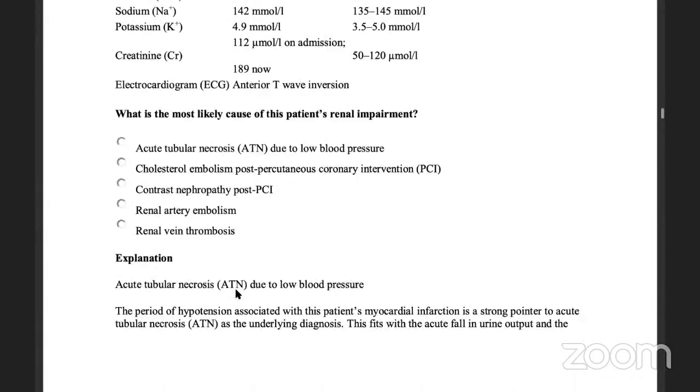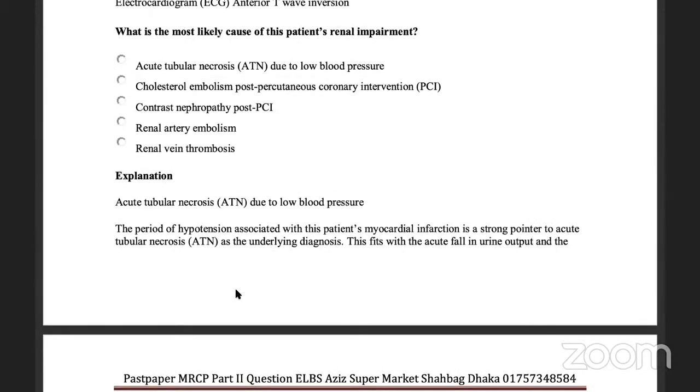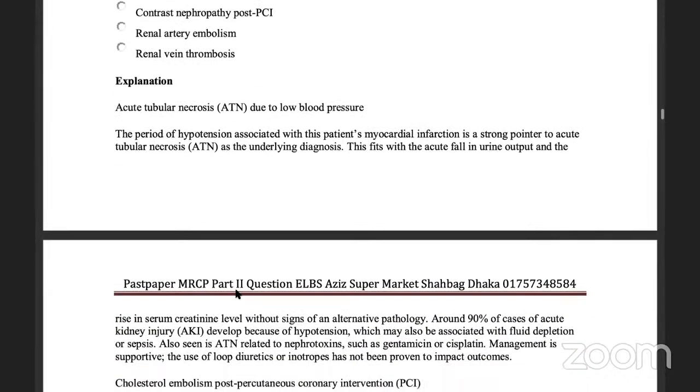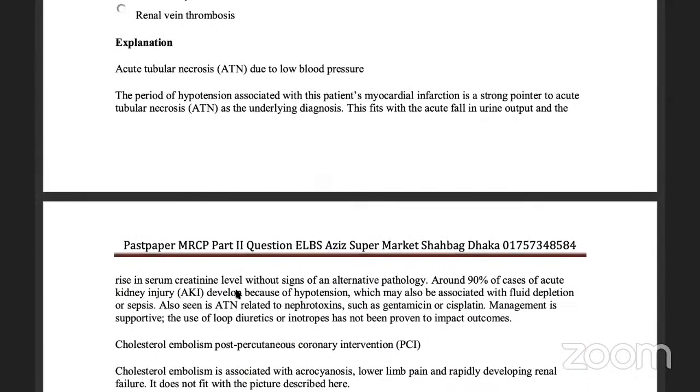So ATN. The period of hypotension associated with this patient's myocardial infarction is a strong pointer to acute tubular necrosis as the underlying diagnosis. This fits with the acute fall in the urine output and rise in the serum creatinine level without the sign of alternative pathology.